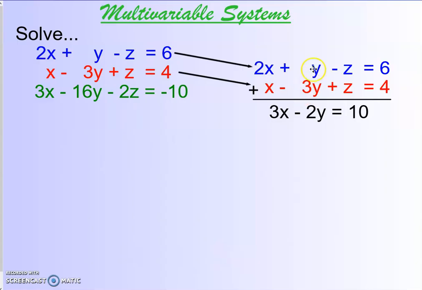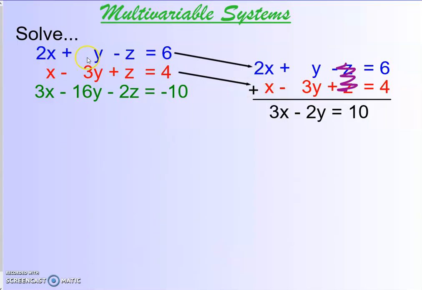I get 3x minus 2y. If you look, this is kind of nice. The z's cancel out, and now I just have an equation with x's and y's. That's great. That's Algebra 1 stuff. Now, I need a second equation with just x's and y's. So I got this black equation from the blue and the red.